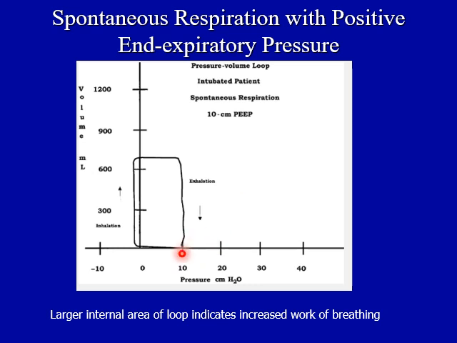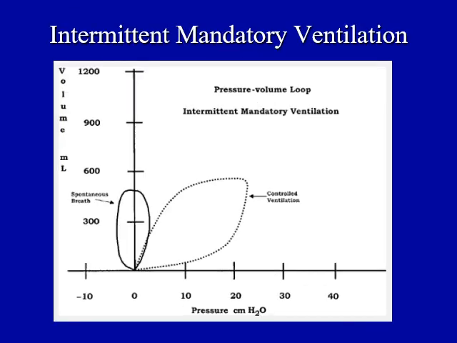So here you can see again the pressure is going towards the negative side, which means this is a spontaneous breathing patient, but the loop is starting at around 10 centimeters of water. So this means this is a spontaneous breathing patient with positive end-expiratory pressure. So here the loop becomes rectangular.